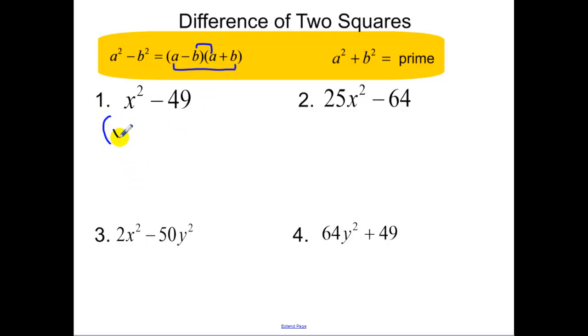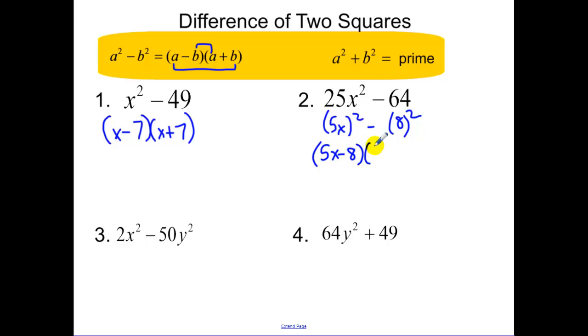So what we're going to do is, since x squared minus 49 is a difference of two squares, it factors to x minus 7, x plus 7. For number 2, this is like saying 5x squared minus 8 squared. So we have 5x minus 8 and 5x plus 8.